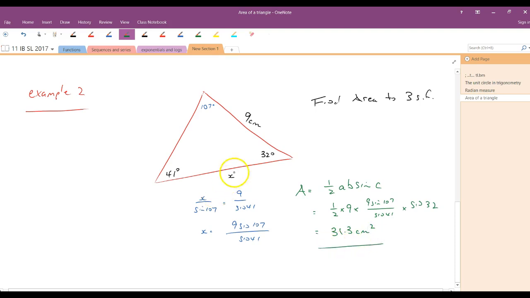Okay, so a bit of sine rule to get the sufficient information in order to be able to find the area of this triangle using half AB sine C.